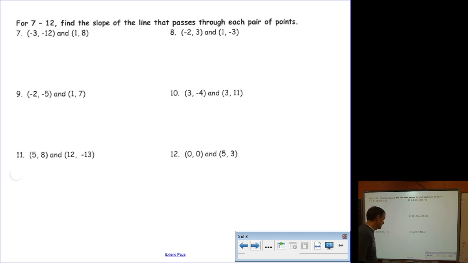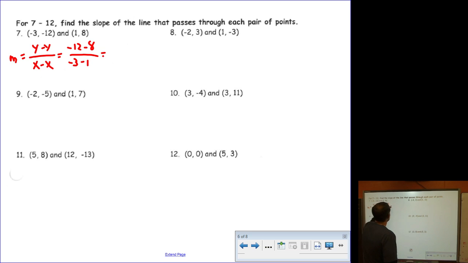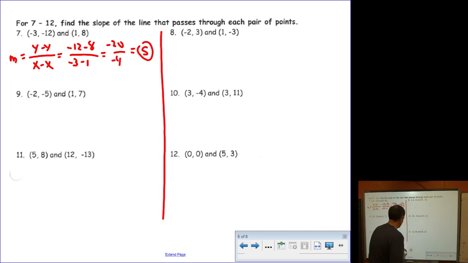All right, the next section here, I'm going to use the slope formula. For number 7, the slope is going to be y minus y over x minus x. That is negative 12 minus 8 over negative 3 minus 1, which is negative 20 over negative 4, which is 5.